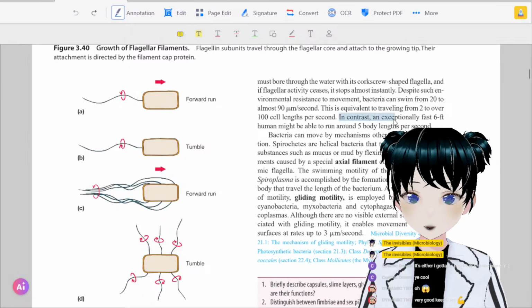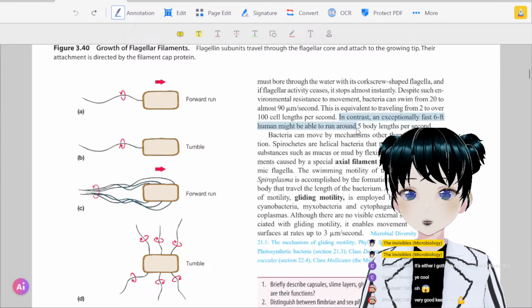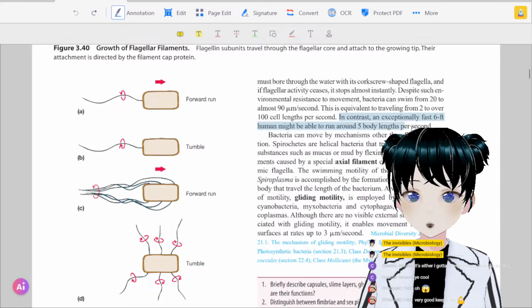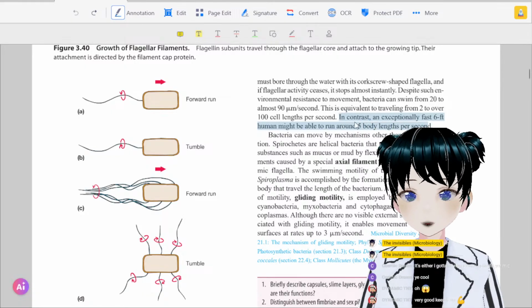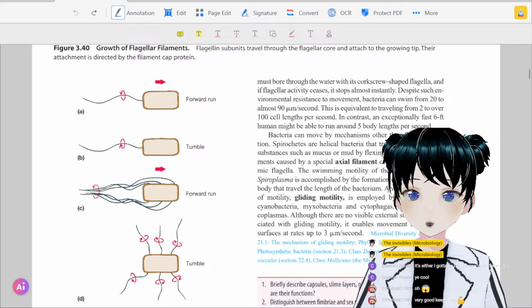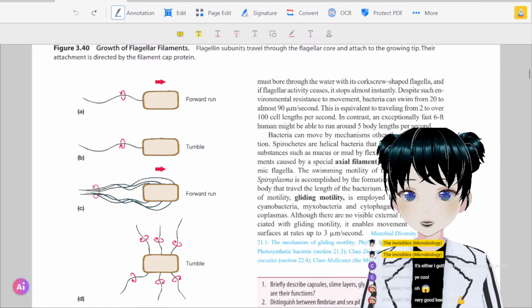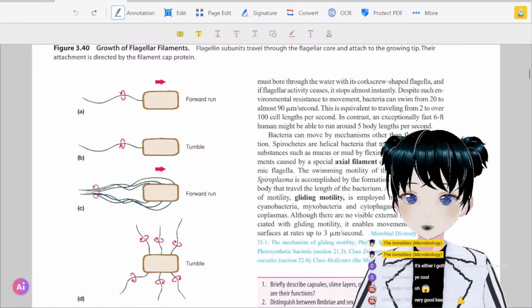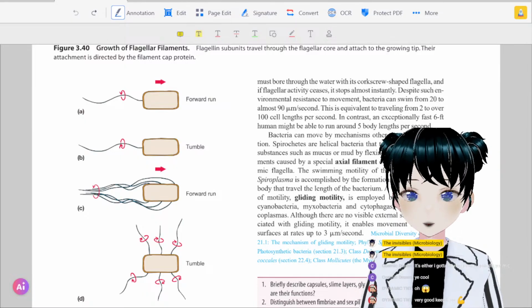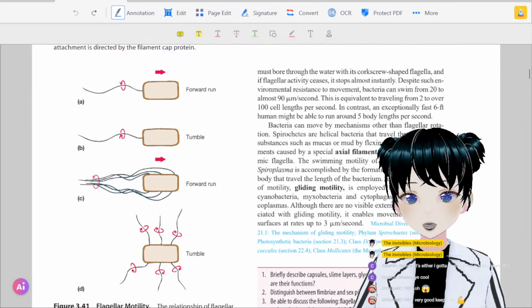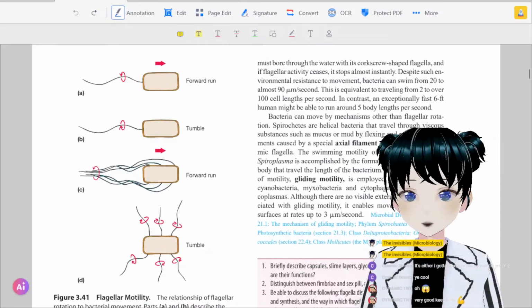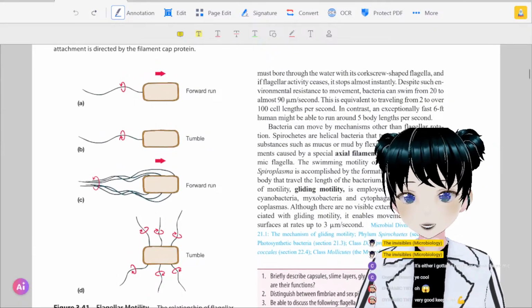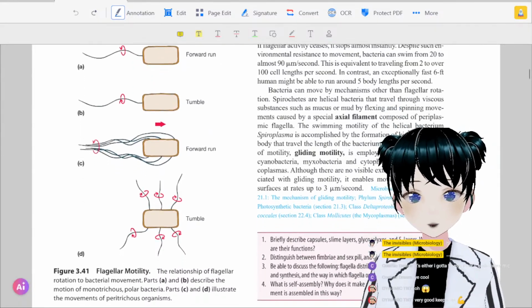In contrast, an exceptionally fast 6-foot human might be able to run around 5 body lengths per second. Look at the comparison. Even if we run fast, in 1 second we can move only about 5 body lengths. But the cells have the ability to move past 100 cell lengths per second.